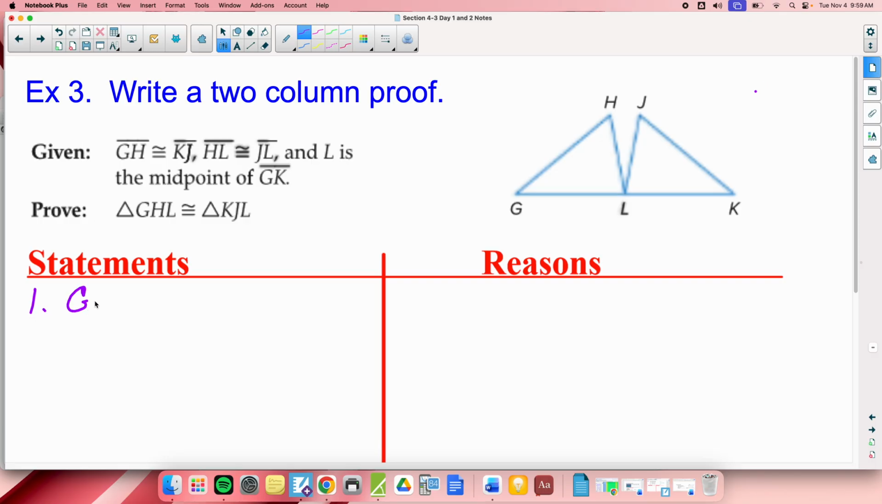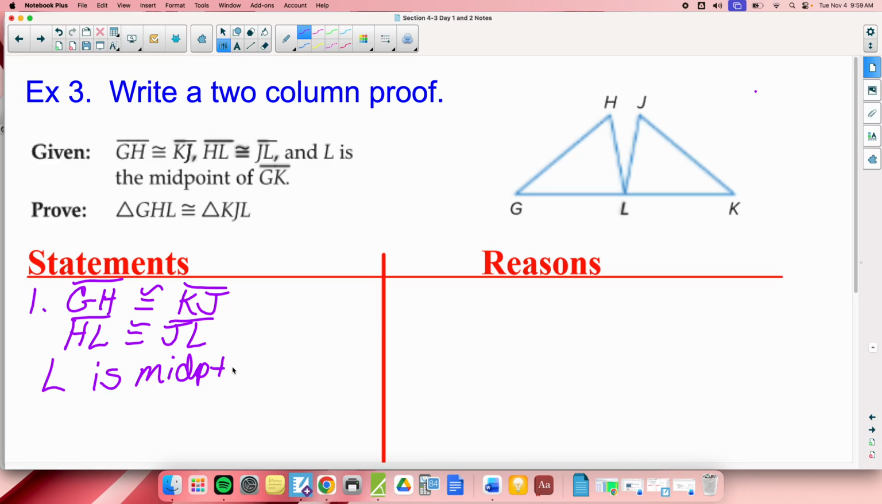We have GH is congruent to KJ, and we have another thing, HL, and I always do one on top of the other. I don't list them all in a row. HL is congruent to JL, and L is the midpoint of GK, and those are given.